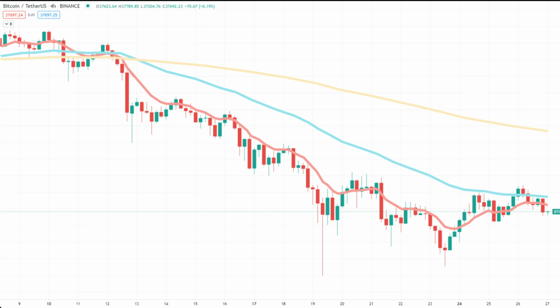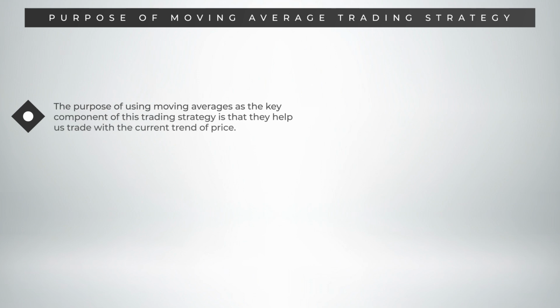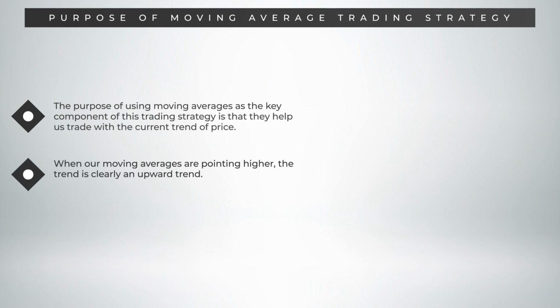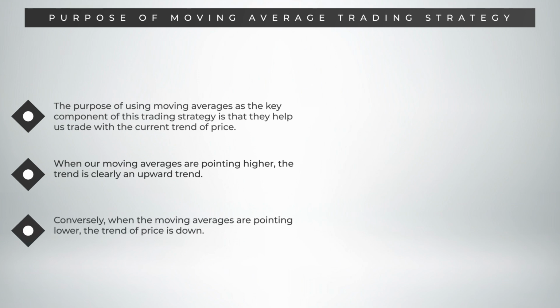It is important to note, moving averages are calculated using past data. This makes them lagging indicators. The purpose of using moving averages as the key component of this trading strategy is that they help us trade with the current trend of price. When our moving averages are pointing higher, the trend is clearly an upward trend. Conversely, when the moving averages are pointing lower, the trend of price is down.